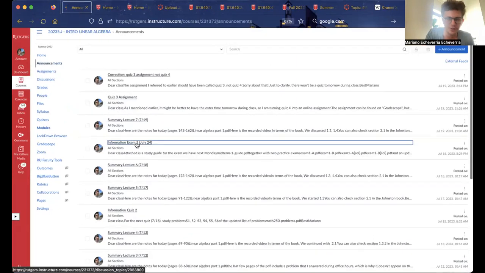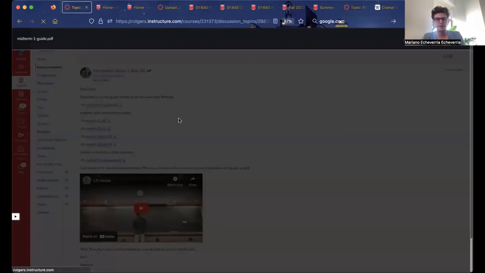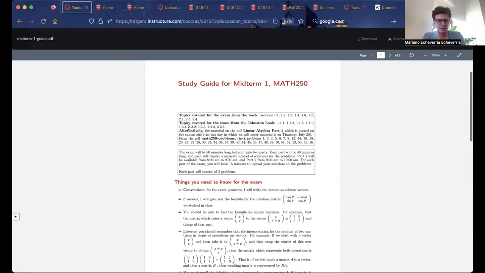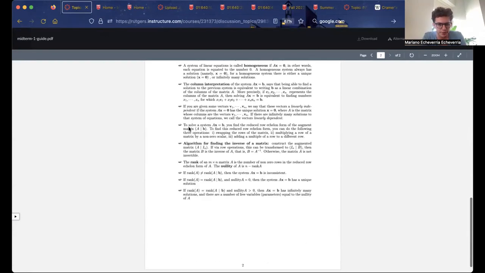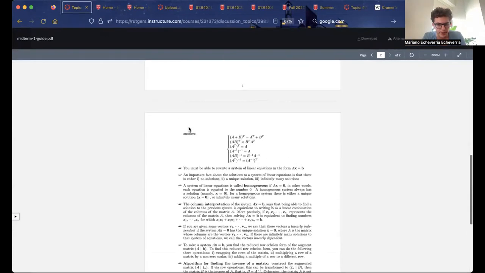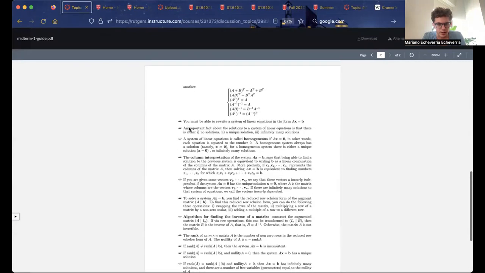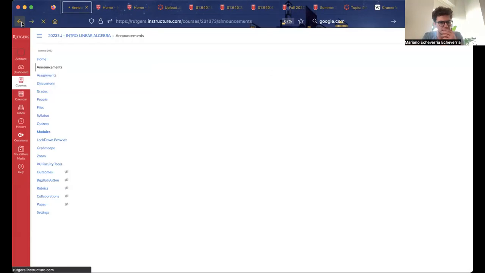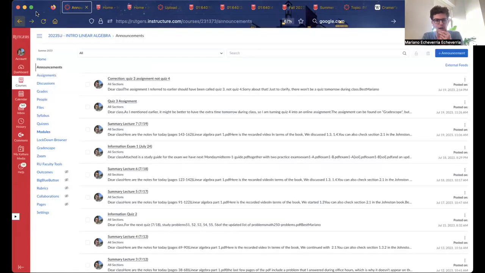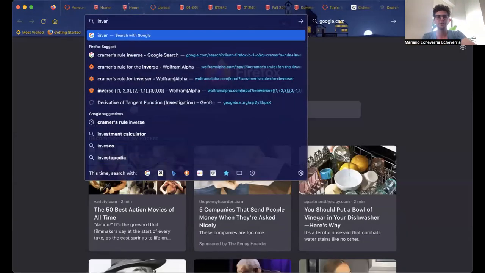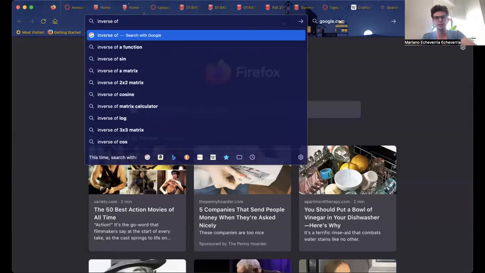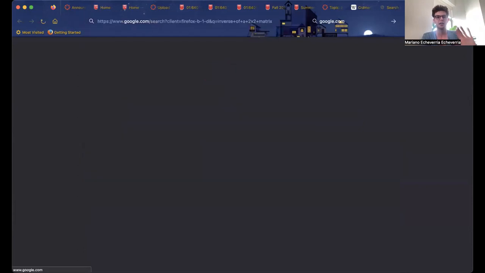Where is the information for the exam? Here it is. This is the one that I said I was going to simplify a little bit, but did I write it here? Okay, where did I put it? I have it somewhere. Okay, I will add it to the notes for the study guide: inverse of a 2x2 matrix.